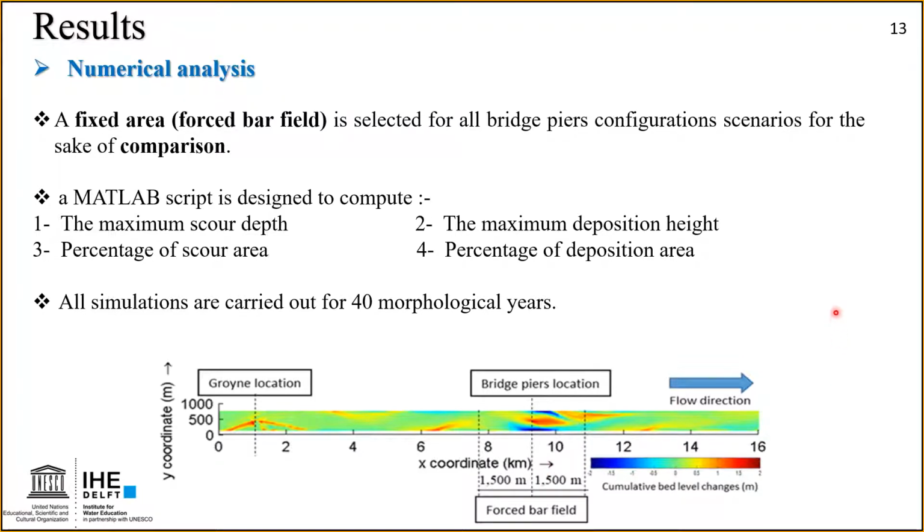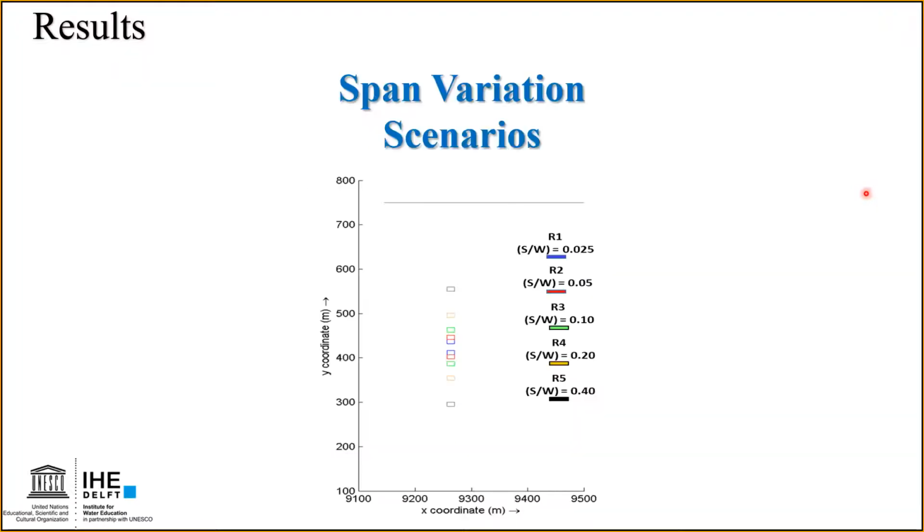script to compute the percentage of scour area in this field, the percentage of deposition height, the percentage of deposition area, and the maximum amplitude of scour and deposition, and all simulations were of course run for 40 morphological years. Here is the first set of scenarios, the span variation scenarios.